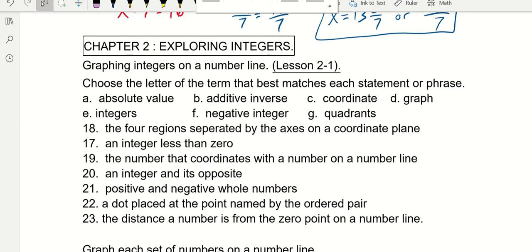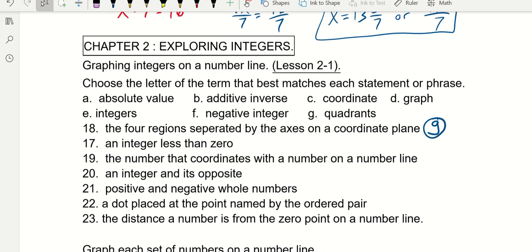All right, multiple choice here. Choose the letter of the term. This is in chapter 2 now. Choose the letter of the term that best matches each statement or phrase. We have absolute value, additive inverse, coordinate, graph, integers, negative integers, and quadrants. Okay. 18. The 4 regions separated by the axes on a coordinate plane. The 4 regions are called, 4 is the key word there, quadrants. So G, quadrants.